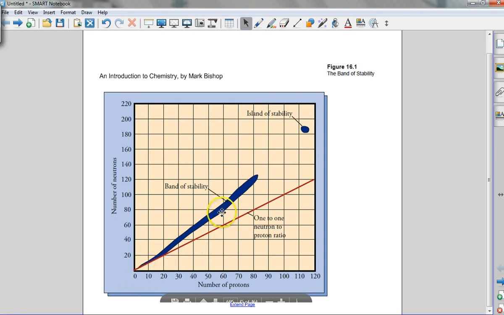The higher up you go in terms of number of protons, however, we find out that you have to have a greater than 1-to-1 ratio. So if you had 60 protons and 60 neutrons, you would be outside of this band of stability. It would not be a stable form of that element. But if you have 60 protons, you want to have approximately 80 neutrons to fall within this band of stability. Again, if you're outside of it, then you have a radioactive form of that element.